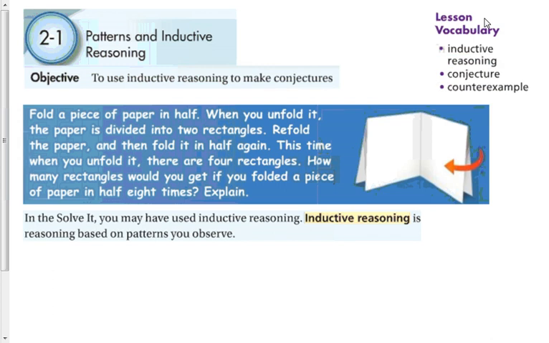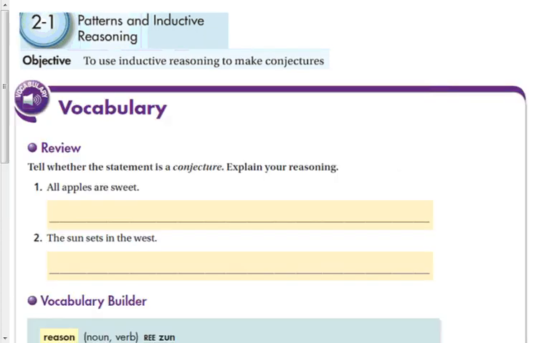Hey students, this is lesson 2.1. We're going to learn how to use inductive reasoning to make conjectures. Go ahead and do the vocab. You can check back with your answers.